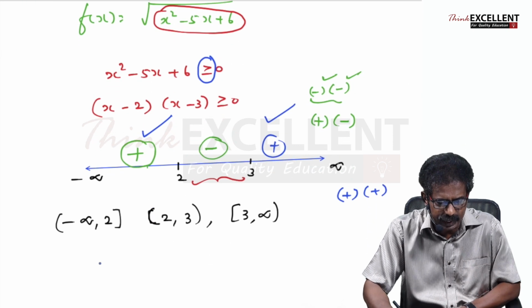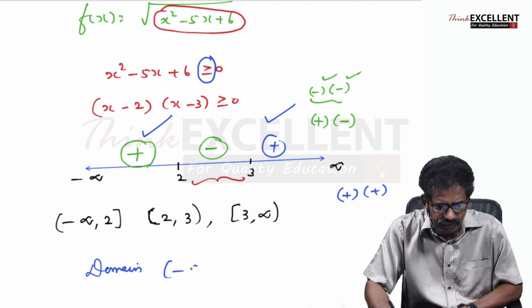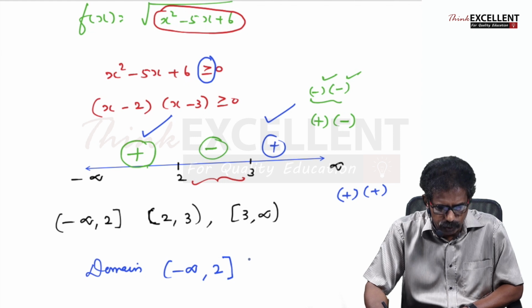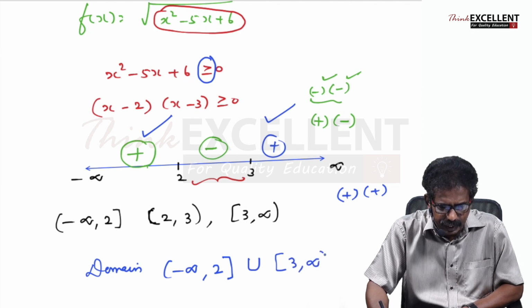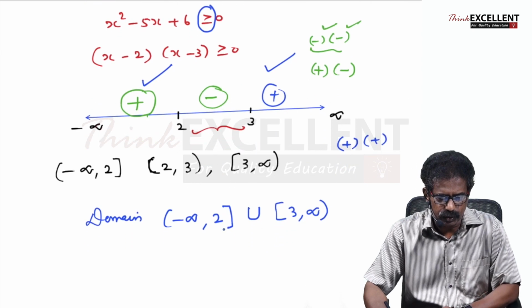Okay, so the domain is minus infinity to 2, and 2 should be included because it is greater than or equal to 0, right? Union, one more range where it is positive. Where? 3 to infinity. When you write infinity or minus infinity, you have to always use an open interval. Okay, so hope you understood.